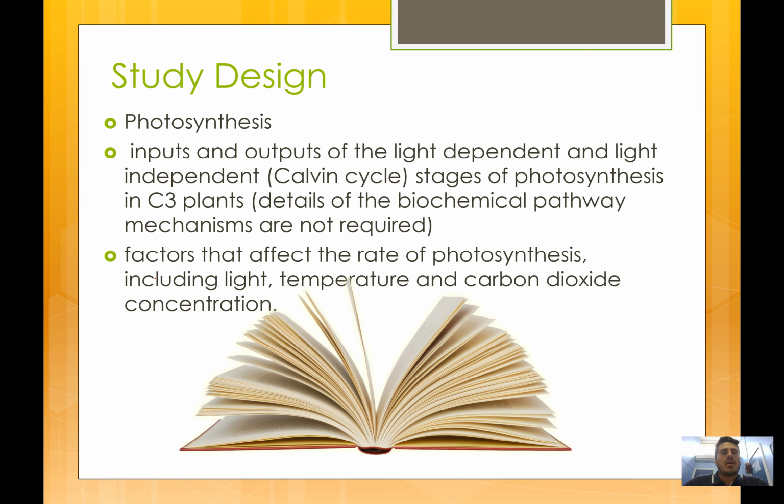All right. So in the study design, we're still obviously in that photosynthesis dot point, right? But now we want to talk about the actual inputs, so what goes in, and the outputs, so what comes out of both the two phases, the light dependent and the light independent stages of photosynthesis. All right, light independent stage, we can also call it the Calvin cycle. It's just named after the guy that discovered it, Calvin.